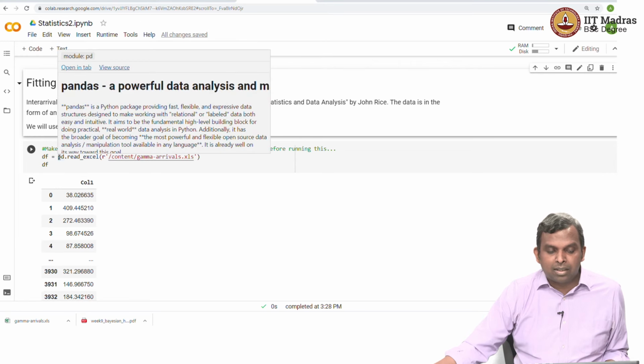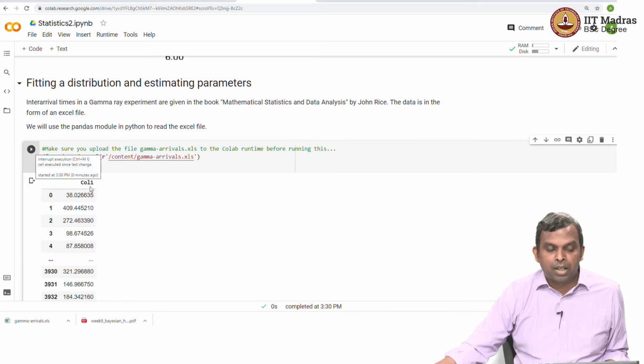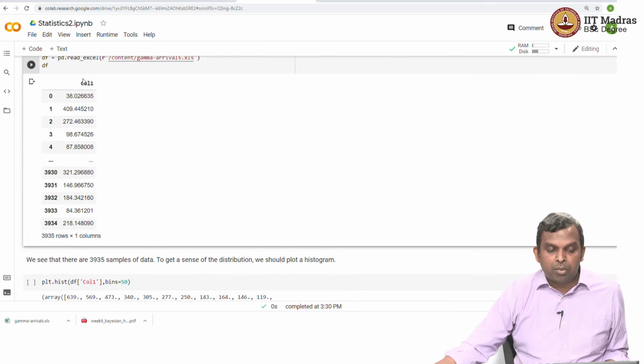For reading, I'll use something called Pandas. It's a very powerful Python package. It can easily read Excel files and give it to you in a Python data structure. So let's run that. It did it and it ran. It gave me one column of data, 3935 rows.